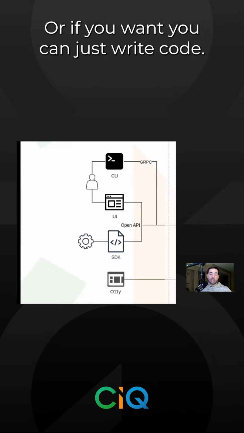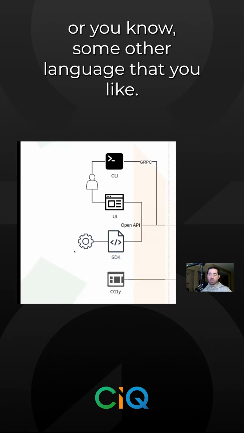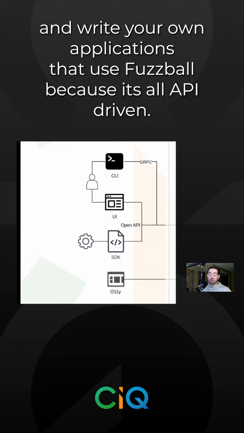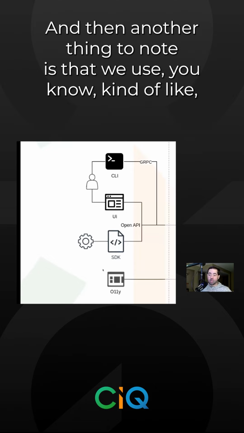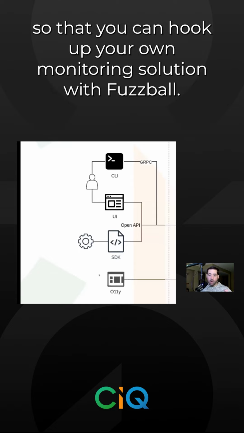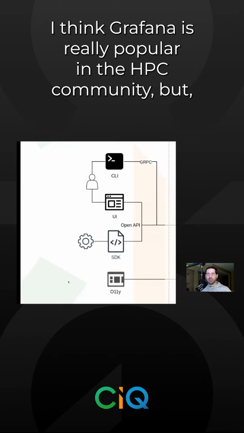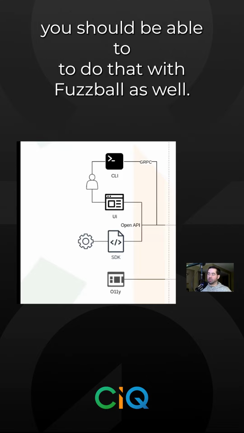Or if you want, you can just write code. You can use bindings in Python or Go or some other language that you like, and then you can program against Fuzzball directly and write your own applications that use Fuzzball, because it's all API driven. Another thing to note is that we use monitoring standards so that you can hook up your own monitoring solution with Fuzzball. We use Datadog internally. I think Grafana is really popular in the HPC community, but whatever your monitoring solution is, you should be able to do that with Fuzzball as well.